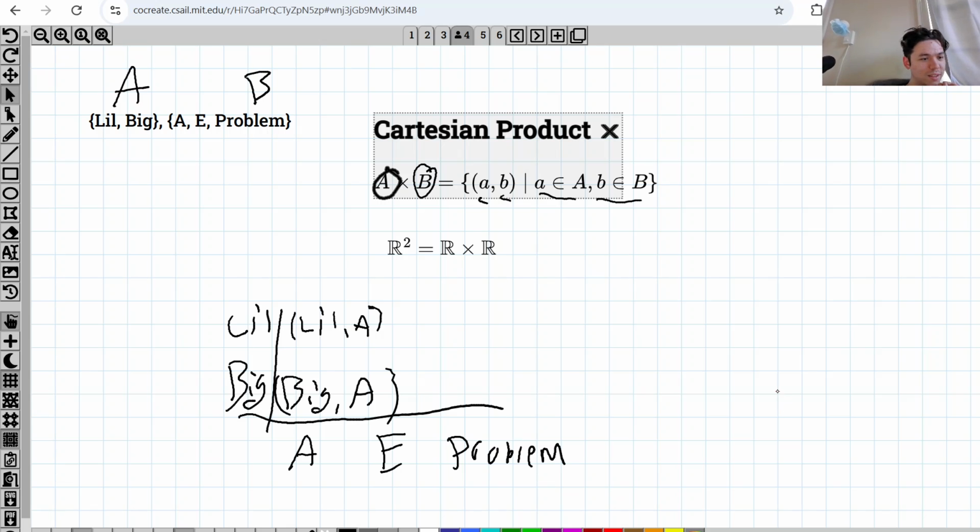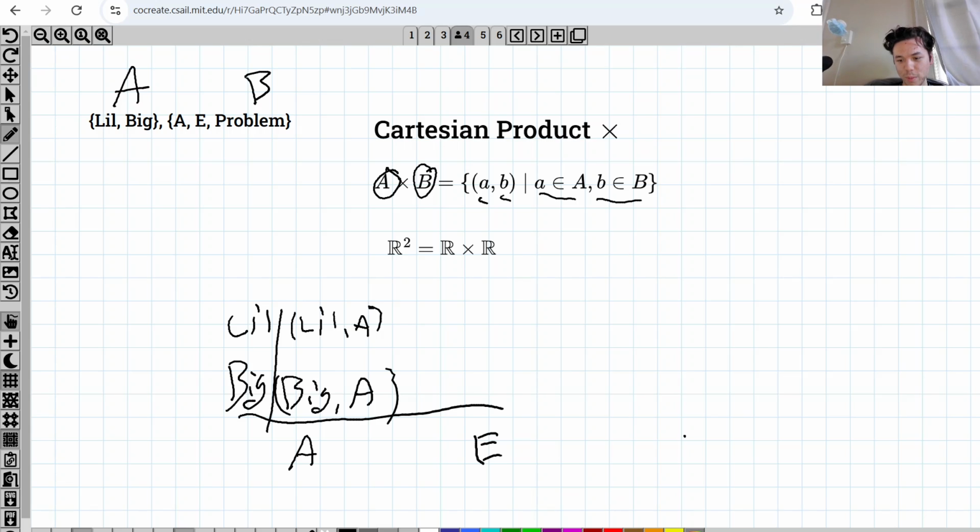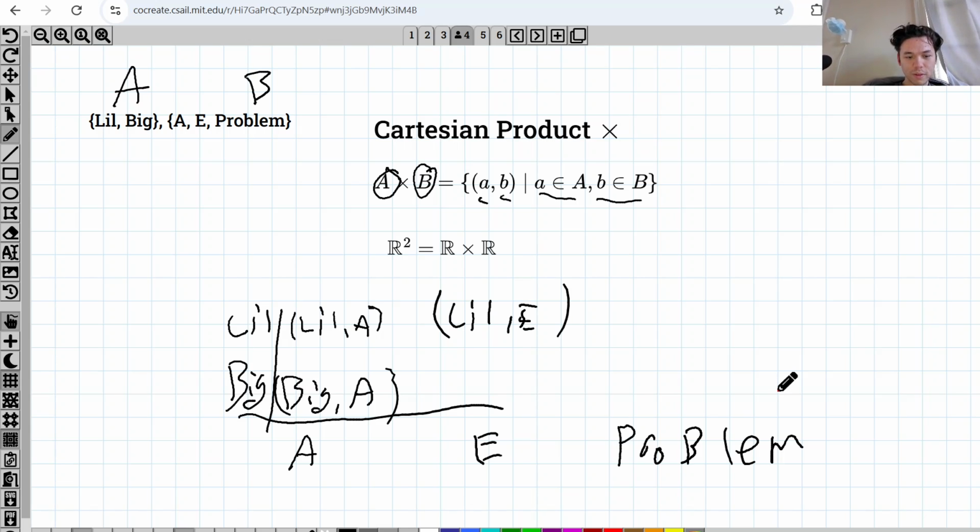Then let's make some more room. Put the E here, and let's put problem all the way here. Problem. Right. And then we have pairs lil comma E, big comma E. Maybe some of you guys know big E.